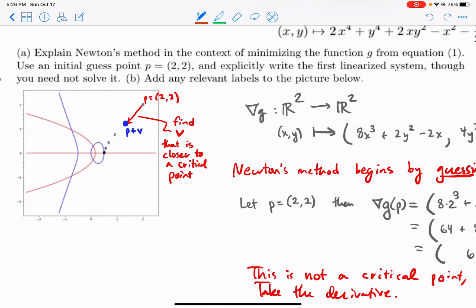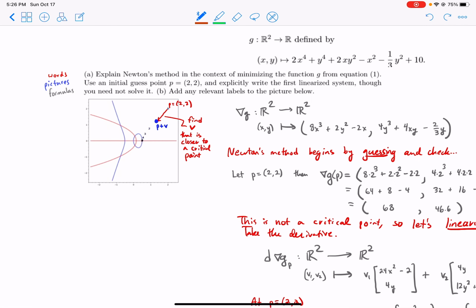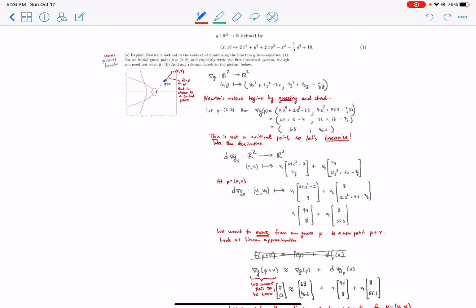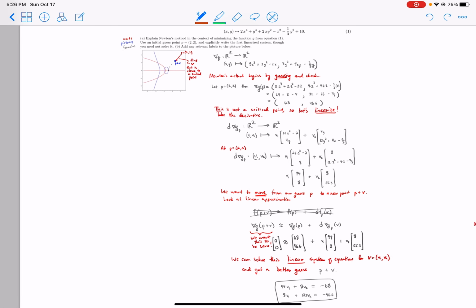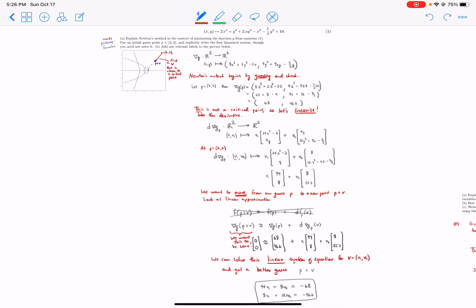Add any relevant labels to the picture below. Yeah, I did. There's our guess. Here's V that we're going to find, and here's P plus V. Okay, so this is the solution I wrote down. And you can see, very, very important is the order of things here. How I'm sort of explaining as I go through the calculation. Of course, there are formulas I need to compute the gradient. I need to compute it at the point where we guessed. Then I say what we're going to do next. So I compute the derivative. I plug it in at that point.